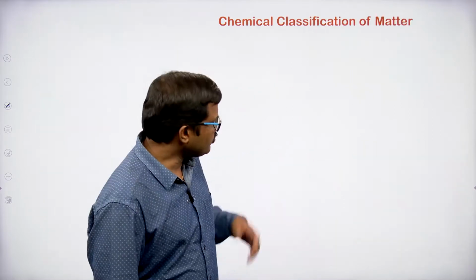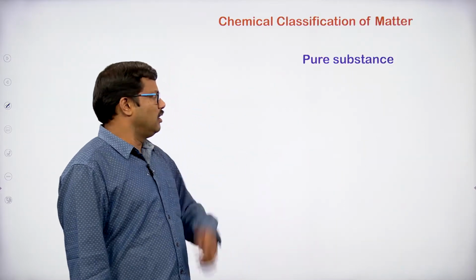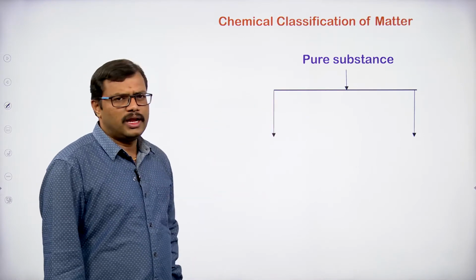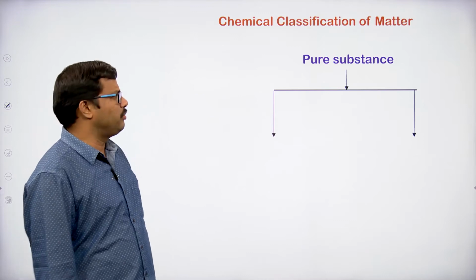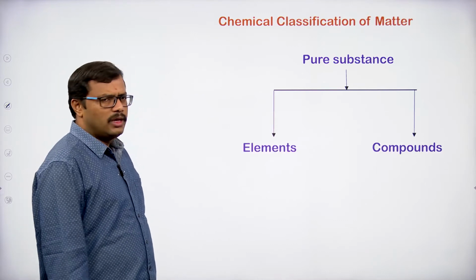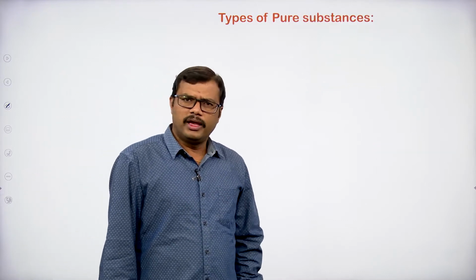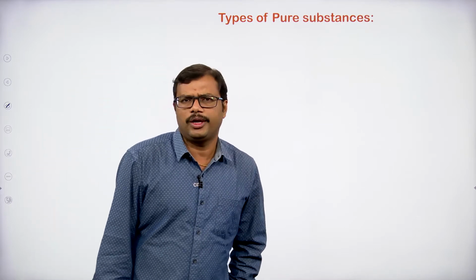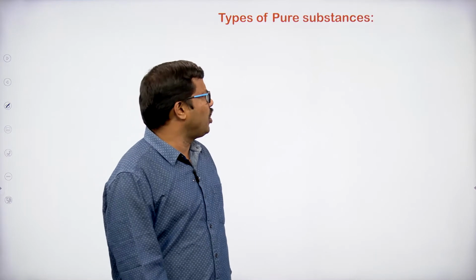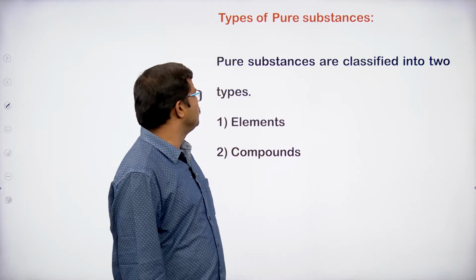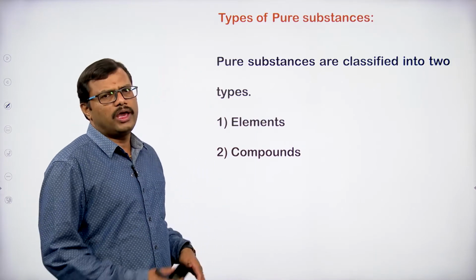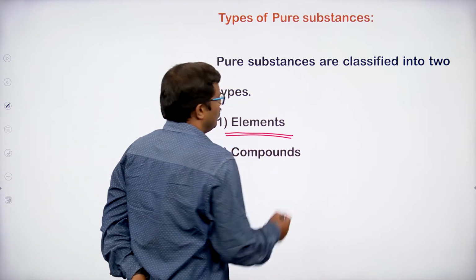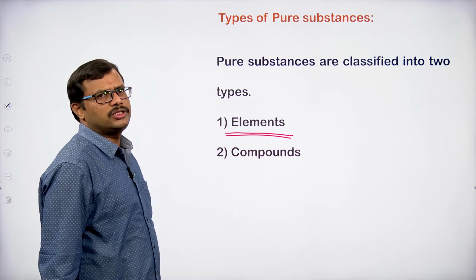Now, let us look at the further classification of pure substances. In the last class we saw that pure substances can be further classified into elements and compounds. Elements are further classified into metals, non-metals and metalloids. So, today let us focus on what elements are, how we can categorize an element, and how we can define an element. All these things we are going to see in today's class.